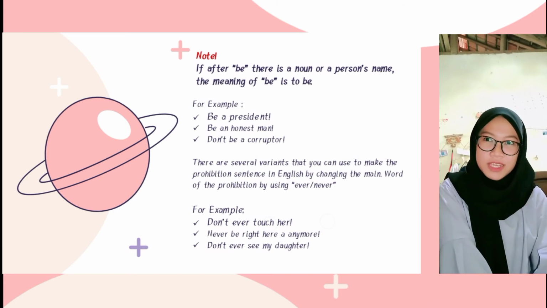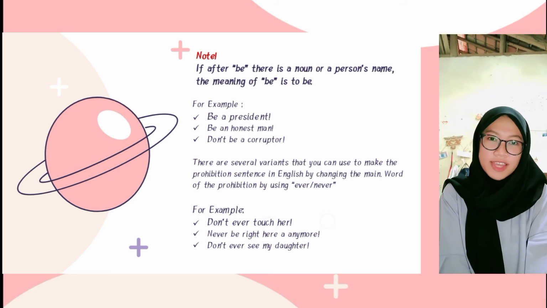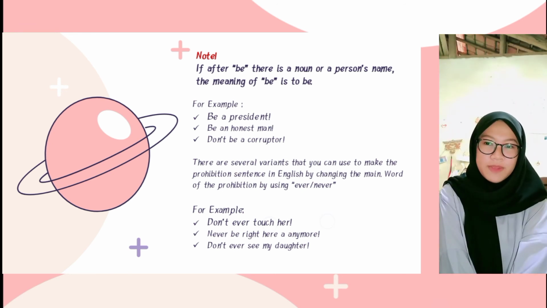Note, if after be there is a noun or a person's name, the meaning of be is to be. For example, be a president, be an honest man, don't be a corruptor. There are several variants that you can use to make the prohibition sentence in English by changing the main word of the prohibition by using ever or never. For example, don't ever touch her, never be like her anymore, don't ever see my doctor.